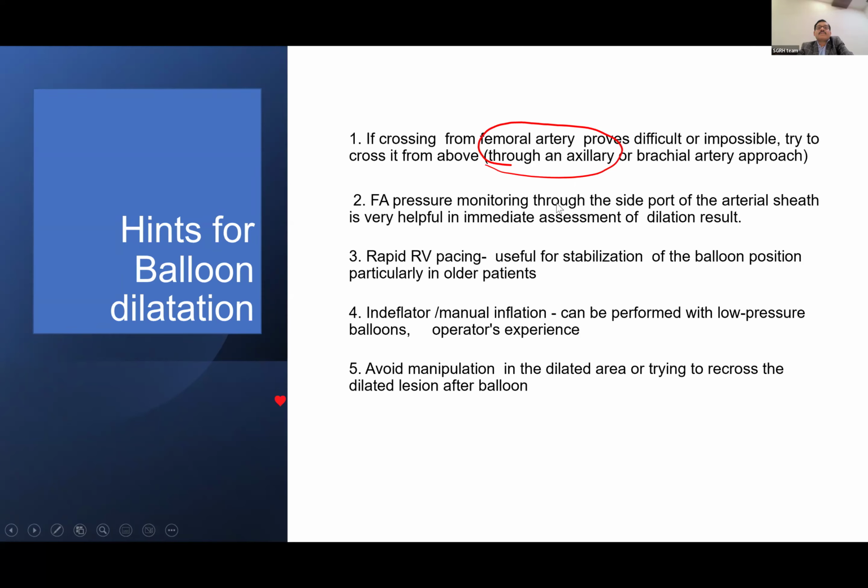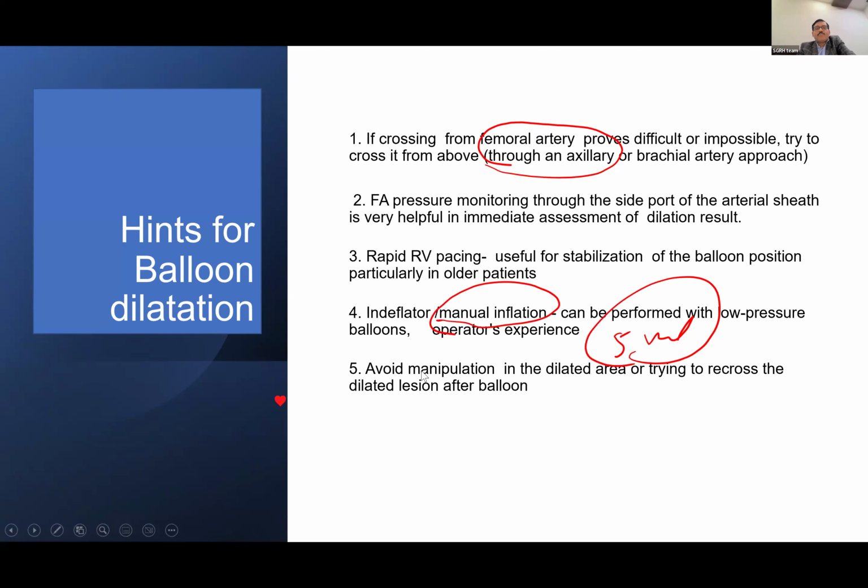Always keep an arterial monitor in the lower limb if possible, if you're going by the femoral artery route, to assess the immediate results. Rapid RV pacing, we don't use it commonly, but sometimes if the balloon is not stable in older patients, you may use it. In deflator versus manual, in smaller, low pressure balloons, manual is acceptable. Don't use more than a 5 ml syringe.